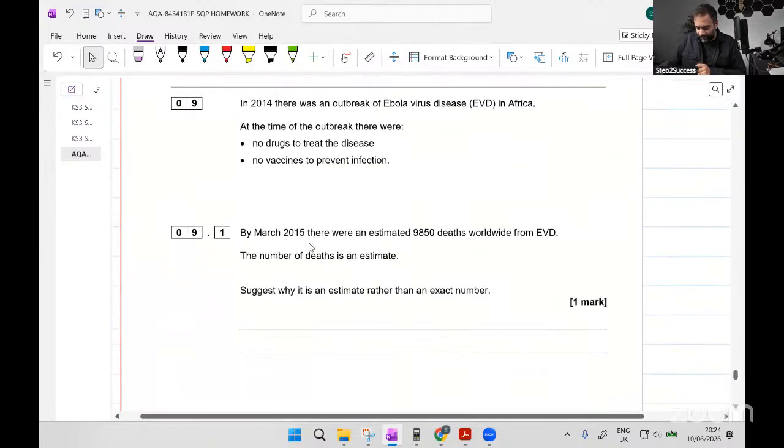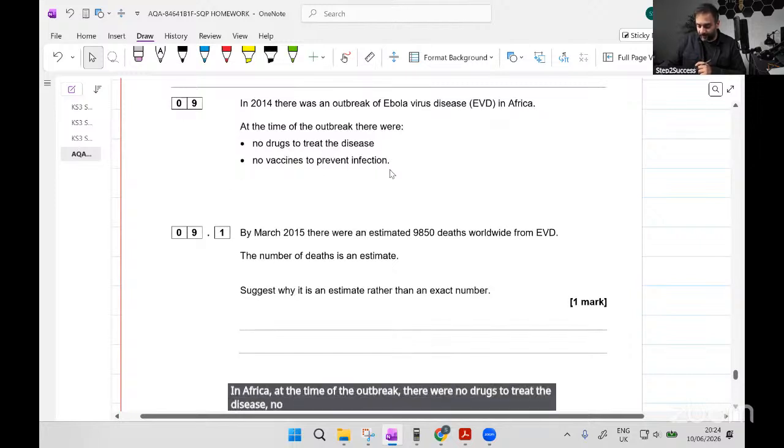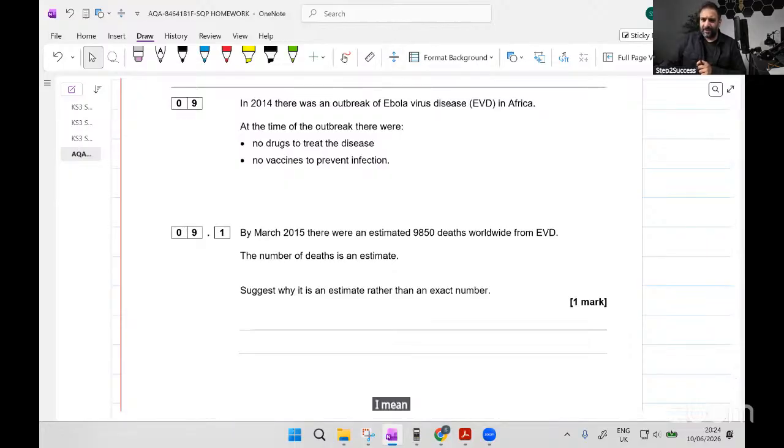In 2014, there was an outbreak of Ebola virus. There's another outbreak of it now in Africa. At the time of the outbreak, there were no drugs to treat the disease, no vaccines to prevent infection. By March 2015, there was an estimated 9,850 deaths worldwide. It's an estimate. Why is it an estimate rather than an exact number? I mean, because we just don't really know.